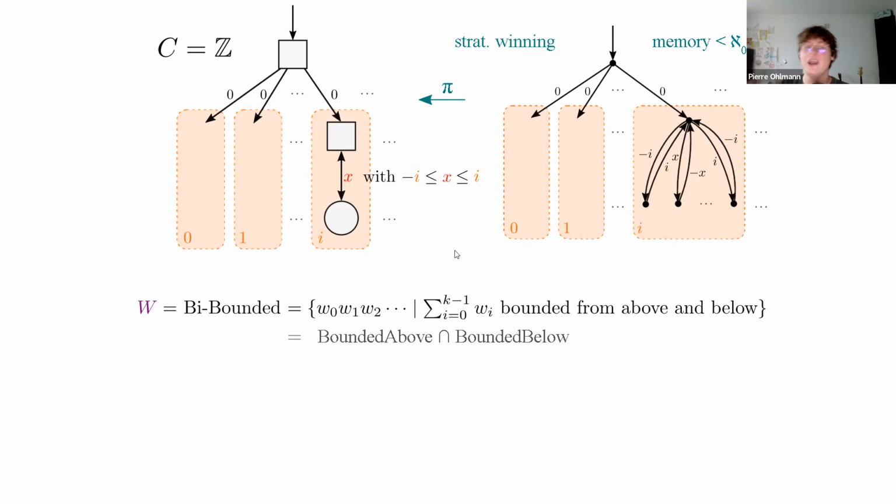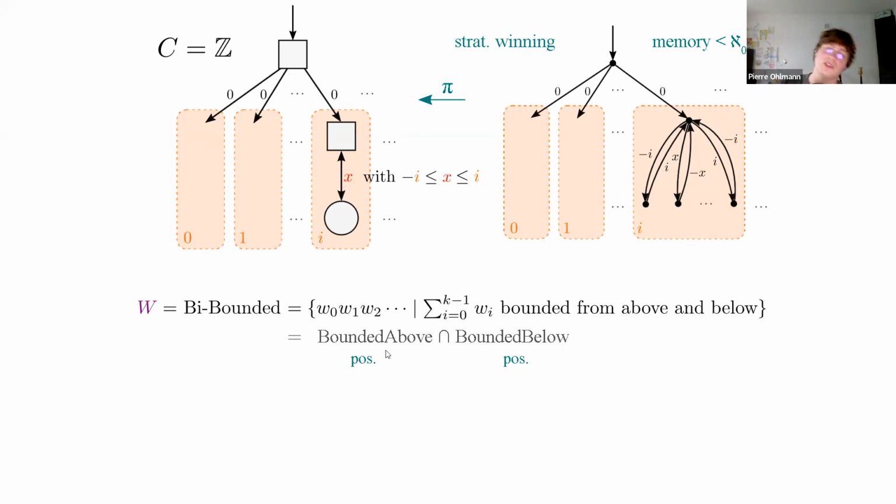Okay, and why I think this example is interesting. Well, you can see this as an intersection of two objectives, which you can call bounded above and bounded below, which are quite explicit. So bounded above is the objective where I win if it's bounded from above, and bounded below is I win if it's bounded from below. This is the intersection.